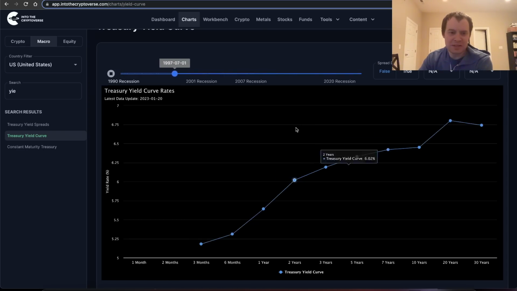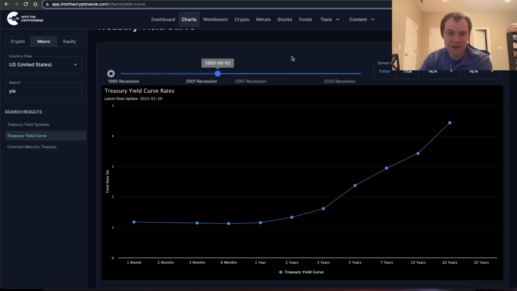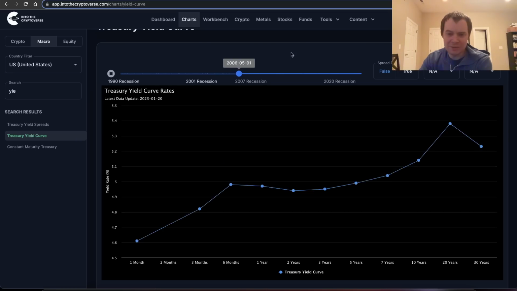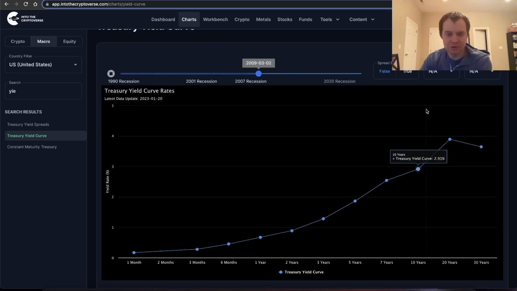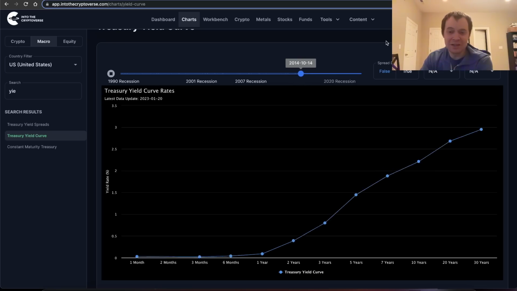You would normally expect to see something like this. Now we're coming up on the 2001 recession. So look what happened, right? It inverted. Now we're coming up on the 2007 recession, the financial crisis. The inversion, and then you come out of it. And then this is what it looked like during basically a decade of economic expansion.